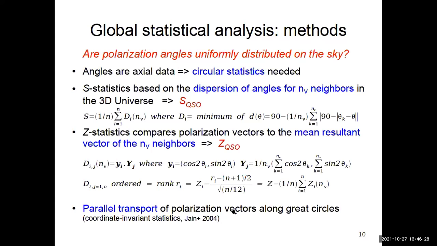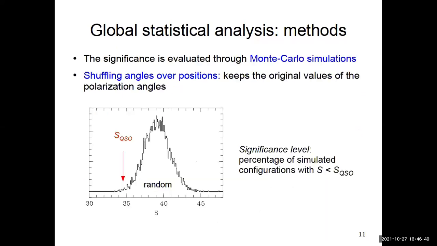Since we consider a large region of the sky, and because the polarization angles are defined with respect to the north-south direction, it depends on the coordinate system. So it's useful to also consider coordinate-invariant statistics, which can be achieved by parallel transport of the polarization vector. The significance was evaluated through Monte Carlo simulation by shuffling the angles over positions. The advantage of shuffling with respect to building a random sample is that we keep the original values of the polarization angle. And if there is a bias in the full sample, it's not taken into account.